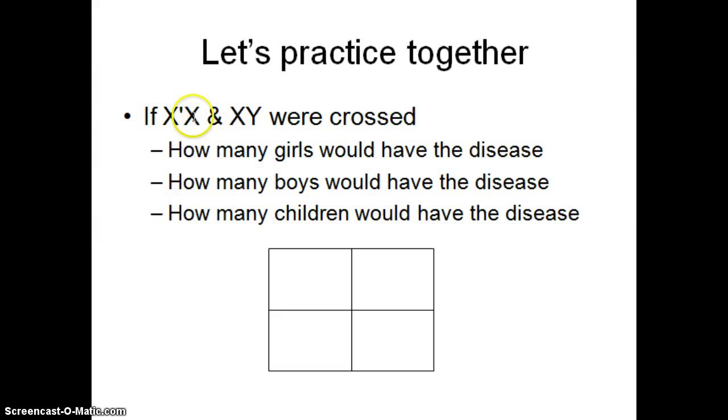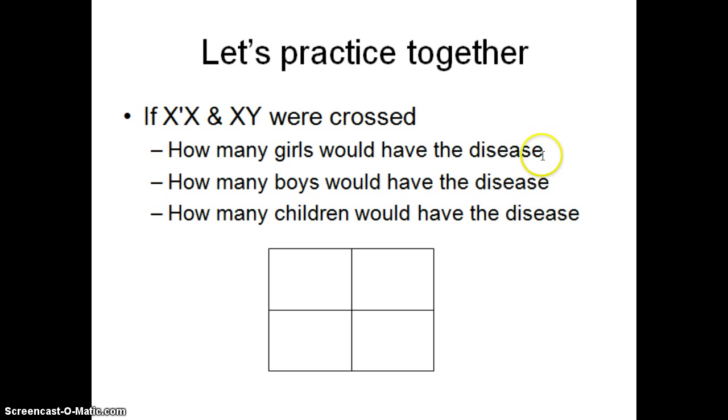So here we have a woman that is a carrier crossed with a man that does not have color blindness. We're going to take these alleles, put them on the top, take these alleles and put them down, and then just fill in our box like we normally would for a monohybrid cross. Once you actually have that done, I'd like you to answer these questions.